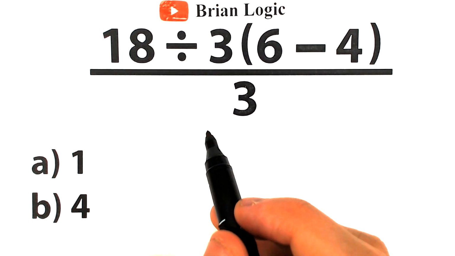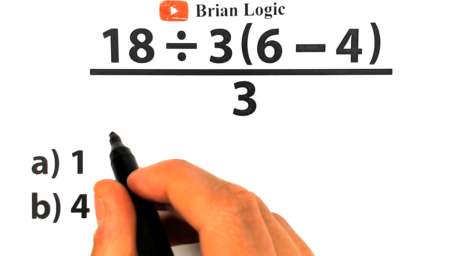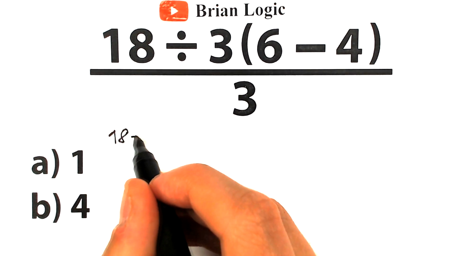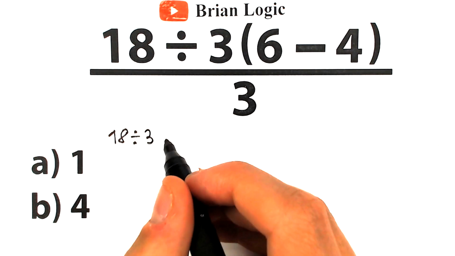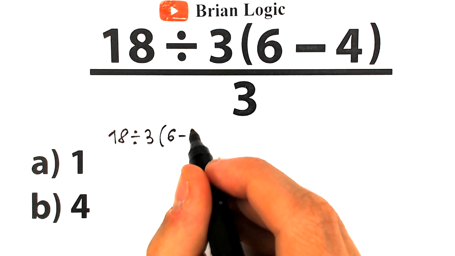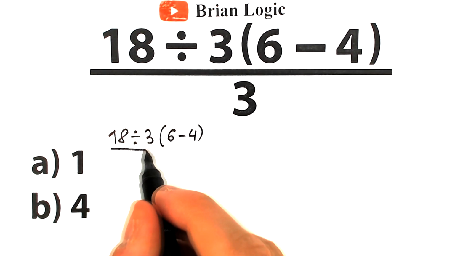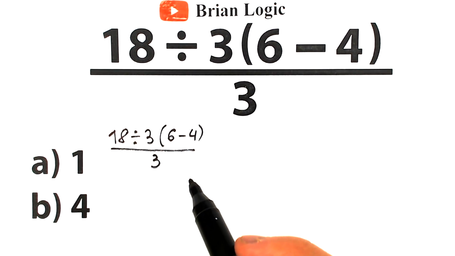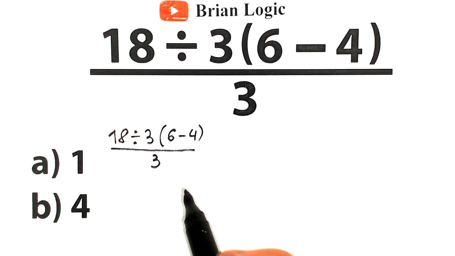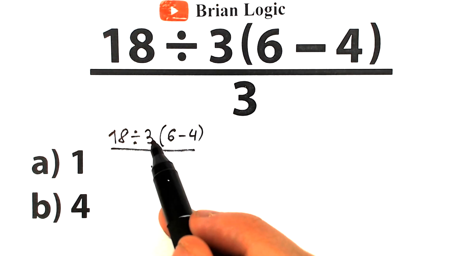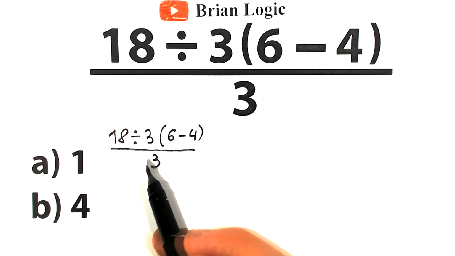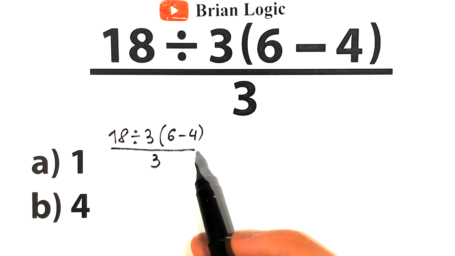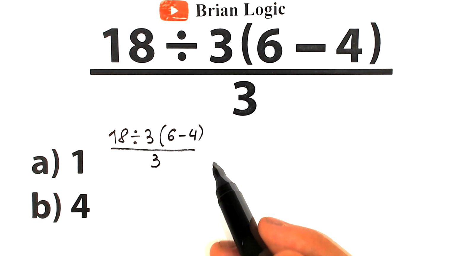So here is our challenge, and first of all I want to rewrite it right here. We have 18 divided by 3, then in parentheses 6 minus 4, and then division by 3. First of all, we have a lot of math operations: division, parentheses, multiplication, and division by 3. In math we can't solve our question randomly.